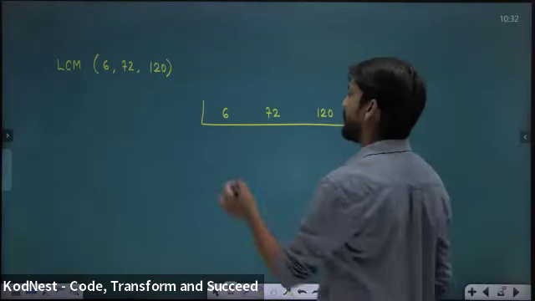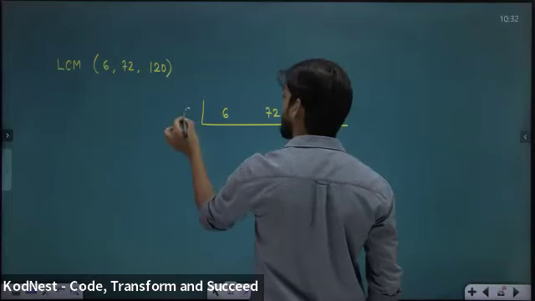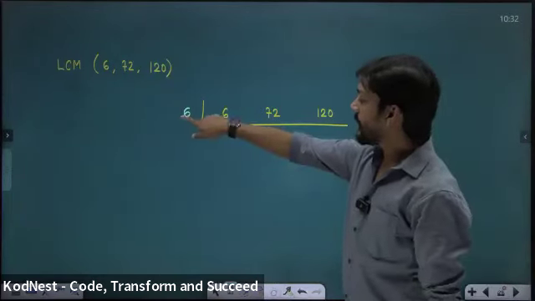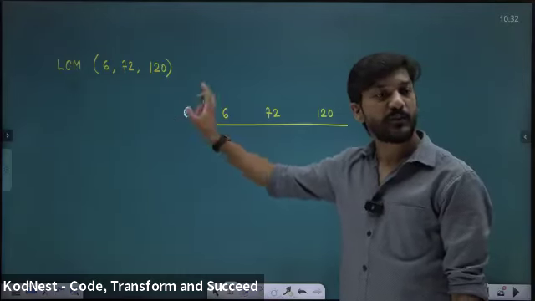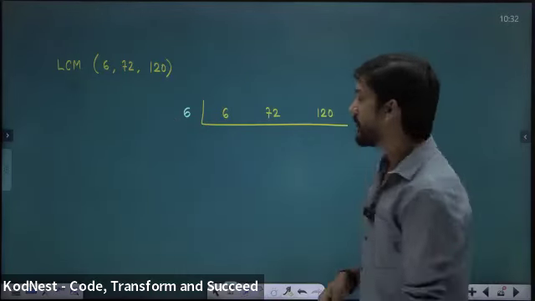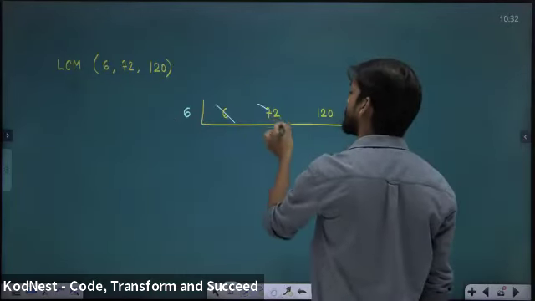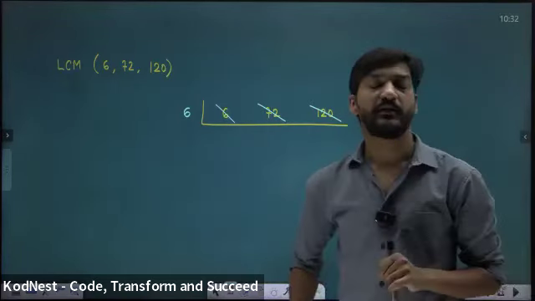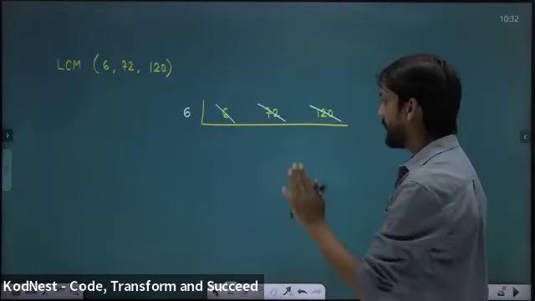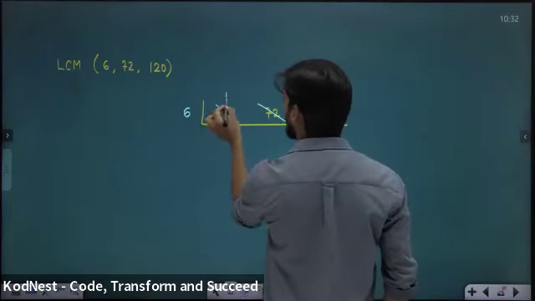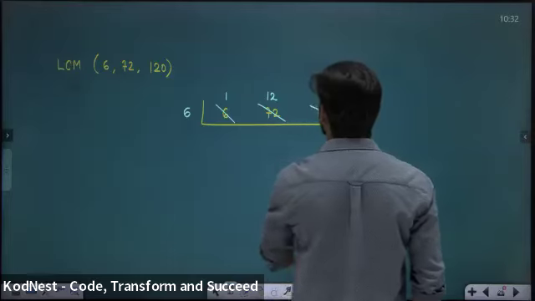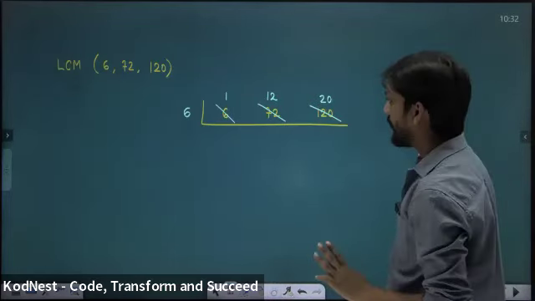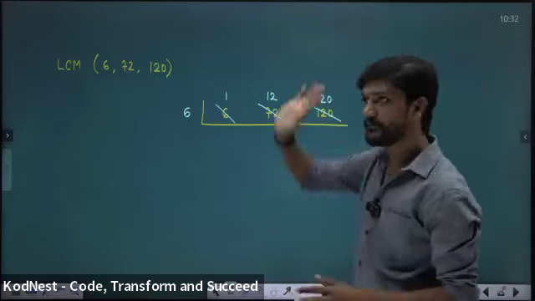Don't say prime. Try to say the highest, which divides all of them completely. Okay, 6. So 6 is common, so take 6 outside. Why are you taking 6? It is not prime. Actually, you should take prime numbers. But still, you are taking 6 because 6 will cancel out this, this, and this all. Now carefully answer. 6 into 1. 6 into 12. 6 into 20. This is 1, that means this is done.